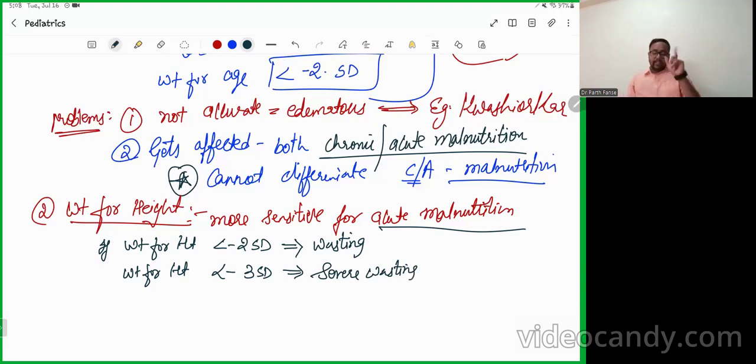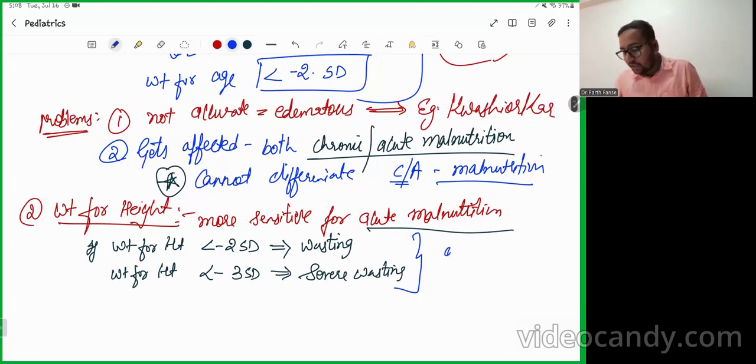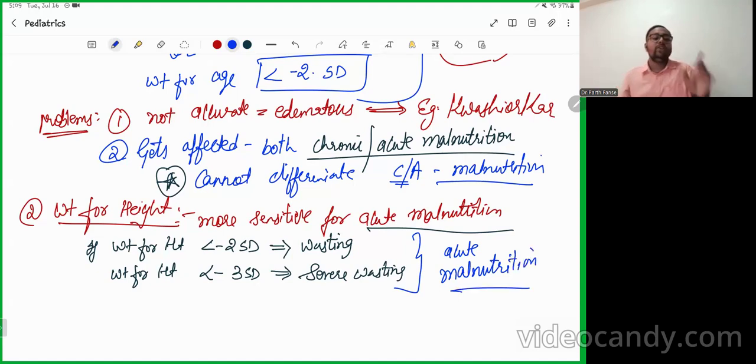Now one thing to remember: wasting is a sign of acute malnutrition. So if a child has acute malnutrition, which phenomenon will we use? Weight for height. This concept should be clear to everyone. If a child is suffering from acute malnutrition, the index we are going to use is nothing but weight for height.